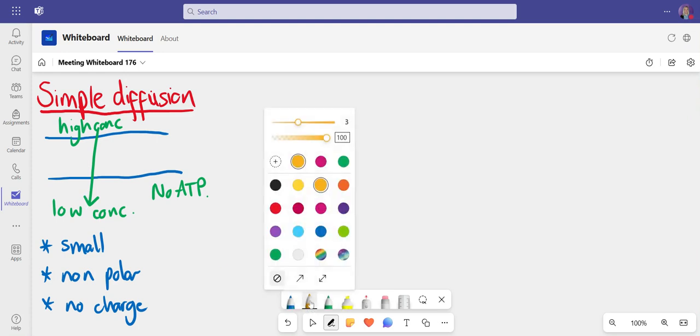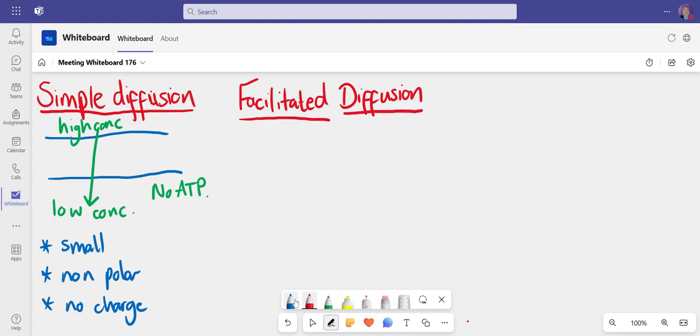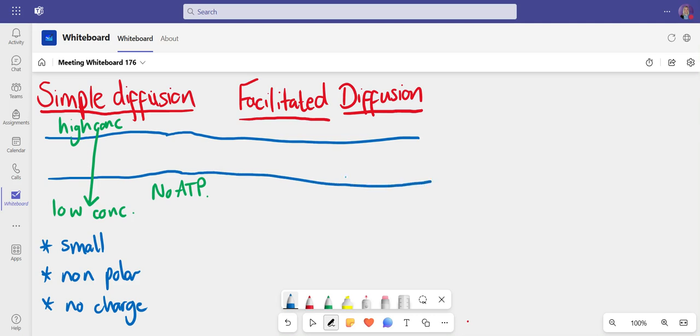Now, some molecules can move by diffusion, but not as easily as simple diffusion. And these ones use something called facilitated diffusion. Now, the word facilitated just means helped. So at the moment, I'm helping you revise. I'm facilitating your revision because it's easier, isn't it, to listen to me explain it than have to decode it from a book. It makes it easier because you've got images, etc.